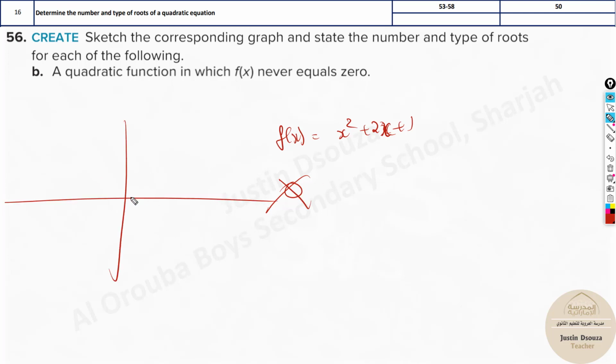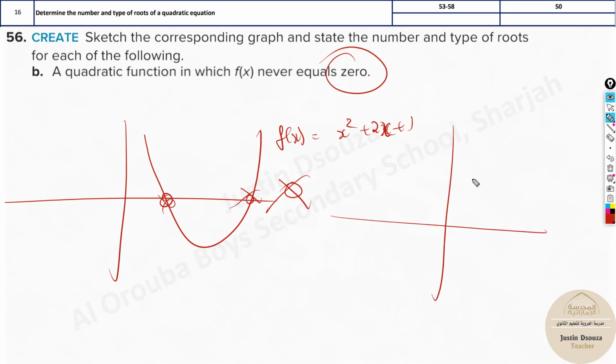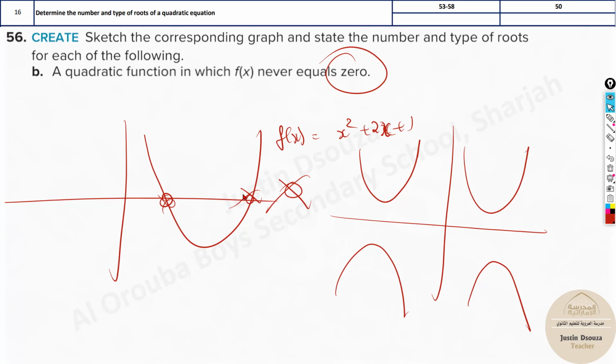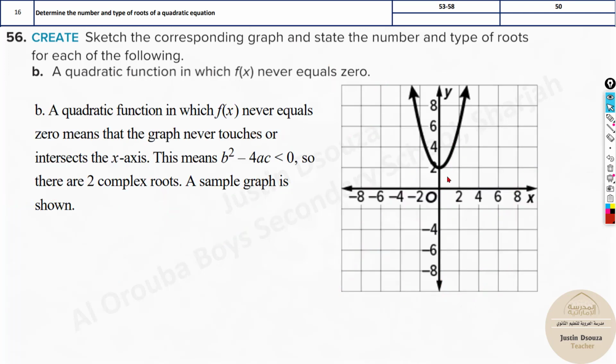In the sense, the graph can never touch this 0. If this is never equal to 0, it never touches the axis. This cannot happen. This is wrong, right? So the graph can be either like this or like this, something like that. It can't be like this. It should be only going downwards or going upwards. In such cases, you will have imaginary roots. It's not real roots, it's complex roots. So the graph will never ever touch. So what is the discriminant value? It will always be less than 0. Because f of x is never equal to 0, so it should not touch this line. Y cannot be at 0.